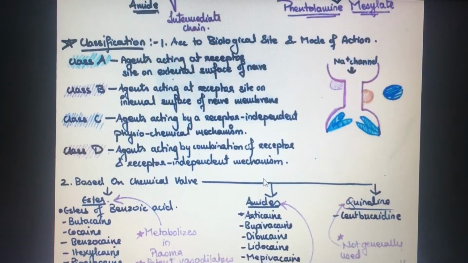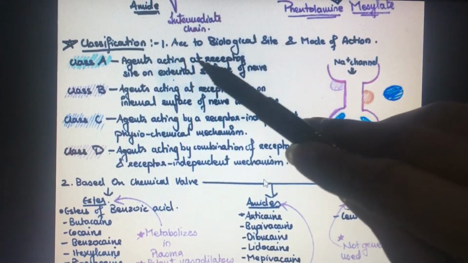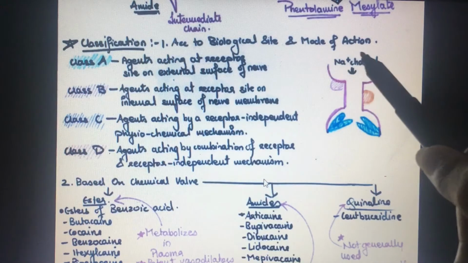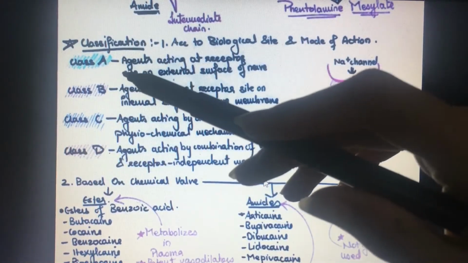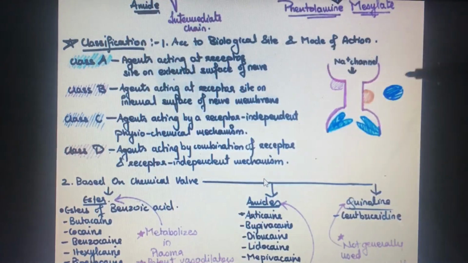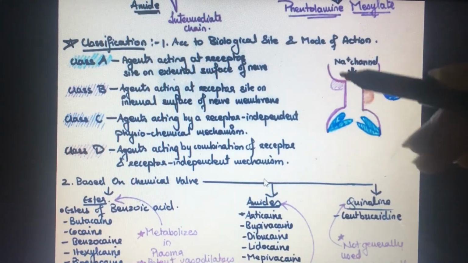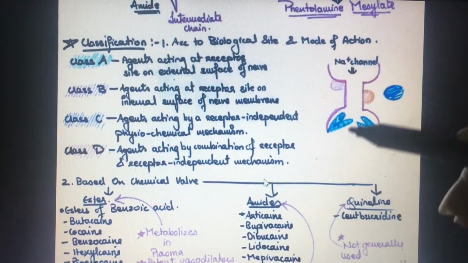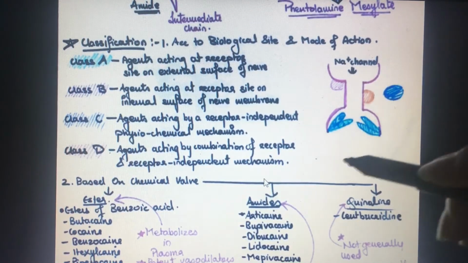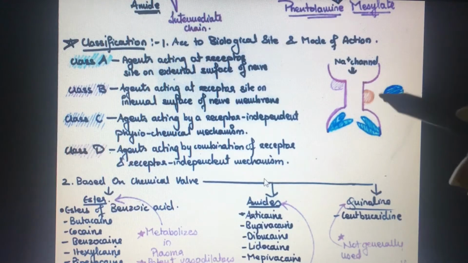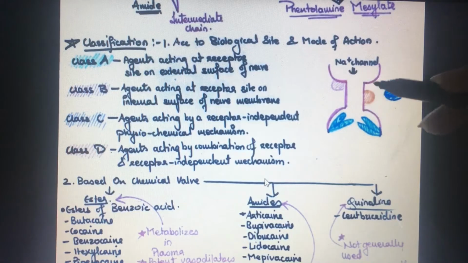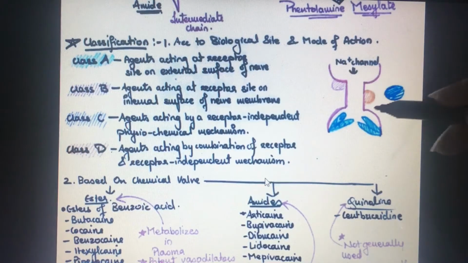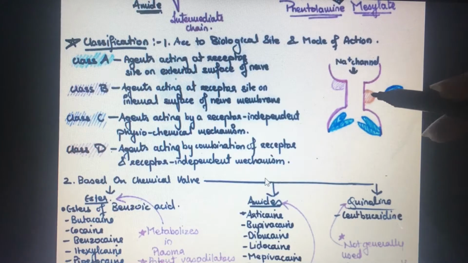In classification, the first one is based upon the biological site and the mode of action. So there are four classes. Class A determines the agents which are acting upon the external surface, whereas class B is the internal surface. Class C is receptor independent physiochemical mechanism. And class D is the agents acting by a combination of receptor and receptor independent mechanism.